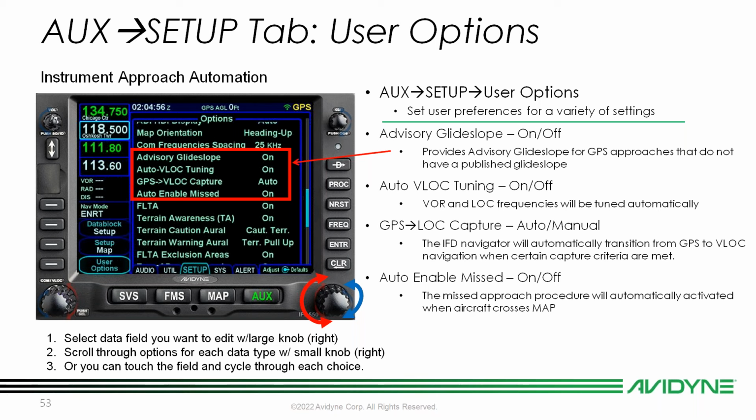And then auto enable MISP, what's that going to do? It's going to automatically activate your missed approach procedure in your flight plan when the aircraft crosses the missed approach point.